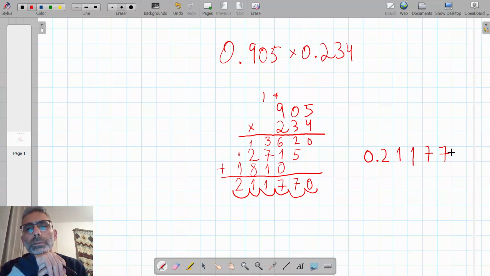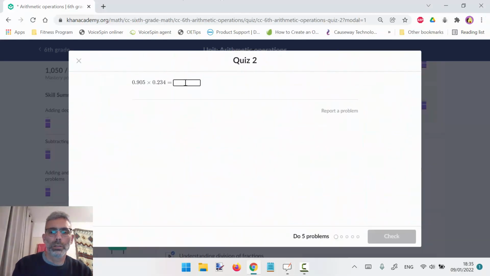Is it reasonable? Yeah, I guess it is, because 0.234 is about 0.25, which is about a quarter of 0.9. Yeah, seems reasonable. Let's see if it is the right answer. 0.21177.